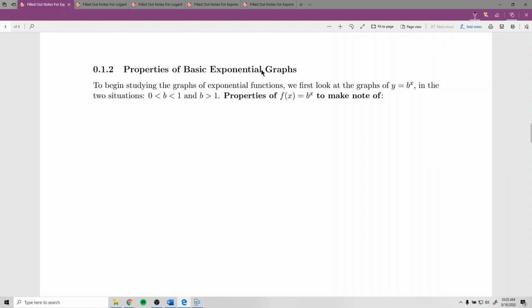Right, so properties of basic exponential graphs. What we're going to do is look at the graph of y equals b to the x. And we're going to look at two situations because the graphs are very, very similar, but one big difference. Remember how we said that we want b to be positive but not equal to 1? When it's between 0 and 1, we will have one picture, and when it's bigger than 1, we will have another picture.